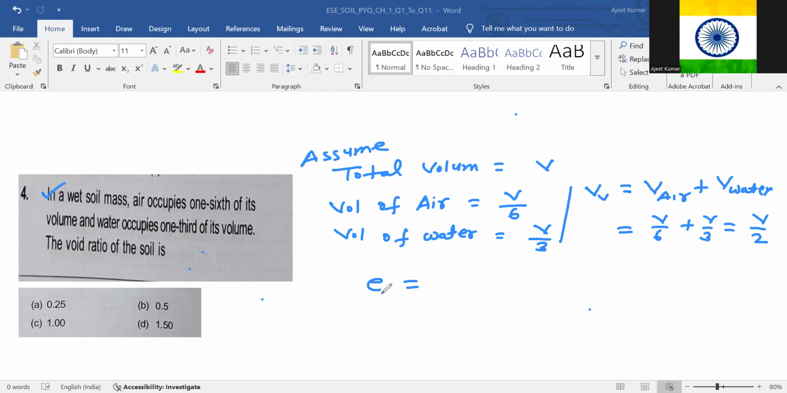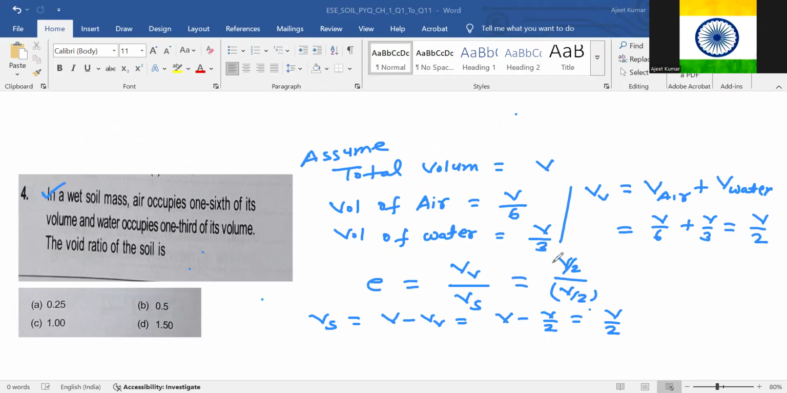In this case, you have to calculate void ratio. So void ratio e is equal to volume of voids divided by volume of solids. So you have to calculate volume of solids. Volume of solid Vs is equal to total volume minus volume of voids. Total volume is V and volume of void is V by 2, so volume of solid is V by 2. So void ratio is V by 2 divided by V by 2, which will give you 1. So the answer will be 1.